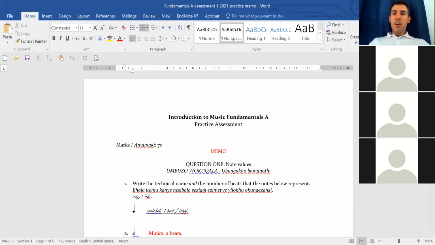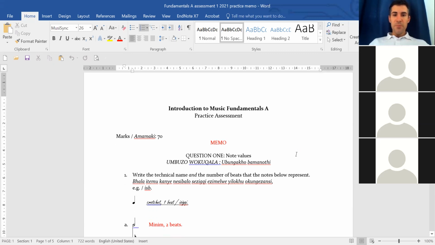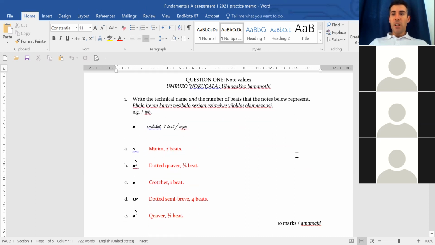All right, let's have a look now at the answers for the test. So question one is about note values. And this, I think, is fairly straightforward for you. You're just going to have to identify how long each note is and what it is called. All right, so your test will look almost exactly the same as this. It will just have different note values here, okay?